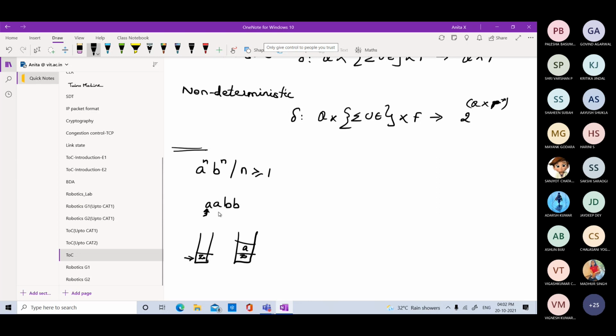So what happens now? The pointers move ahead. Please make a note here. Initially, my top of the stack symbol is Z naught, and my input symbol is A. So what is the meaning?